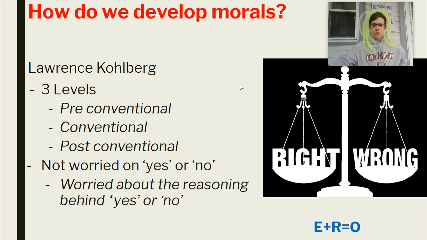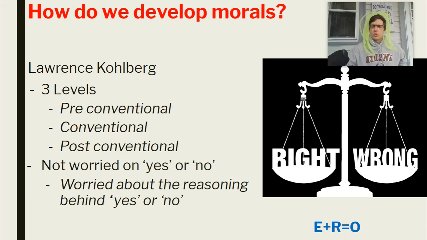So with Kohlberg here, we're going to have 3 levels, and he comes up with this through his research through the Heinz dilemma. So what he did was he gave the Heinz dilemma to hundreds of people, and then he categorized them in 3 different levels: pre-conventional, conventional, and post-conventional. Now, he wasn't worried about whether people said Heinz should or shouldn't have done it. He was more worried about what was the reasoning behind the yes or no.